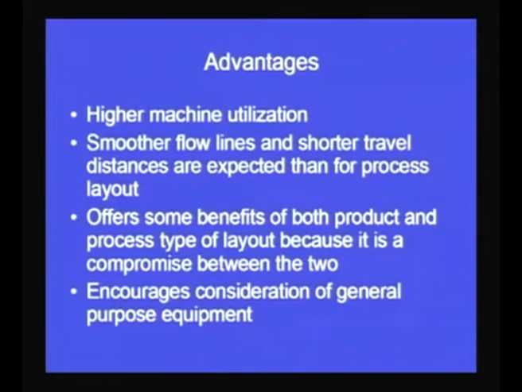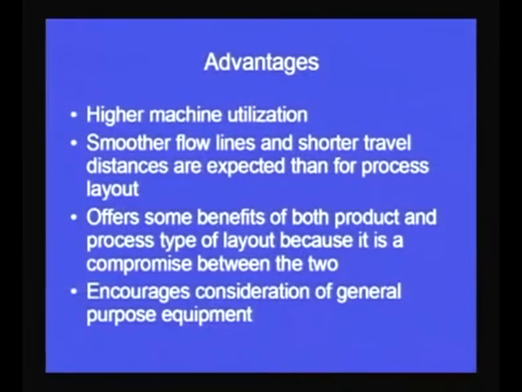Similarly, smoother flow lines and shorter travel distances are expected than for a process type of layout. So, this advantage is in comparison to the process type of layout. Smoother flow lines would be there, and the travel distances would also be minimized. So, the work in process material would be minimum, meaning the traveling distance would be minimum, not the material. I said the material would be minimum, but it is not the material that is minimum; it is the distance that the material has to travel that would be minimum.